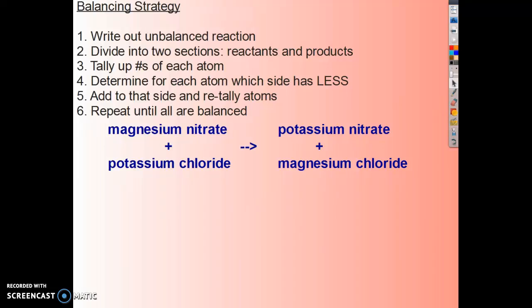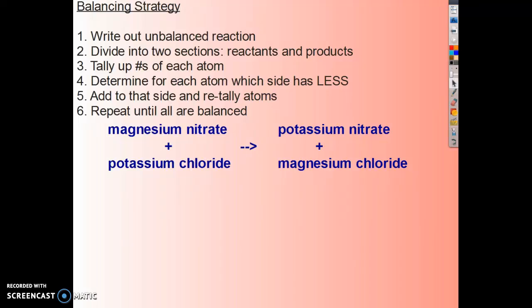So this week we're going to be learning a little bit about stoichiometry and how to calculate mole-to-mole problems and mass-to-mass problems. And we're going to go through just a review of the strategy for balancing chemical reactions, because that's the first step to being able to do a stoichiometry problem: making sure your reaction is balanced. So I've listed out some steps that you can follow to have a strategy in place for balancing chemical reactions.